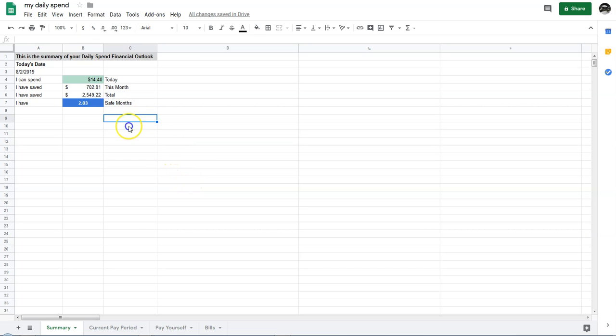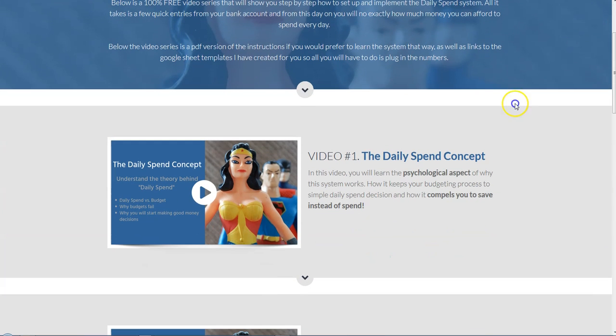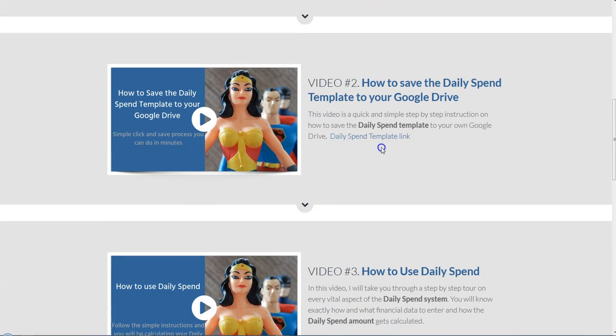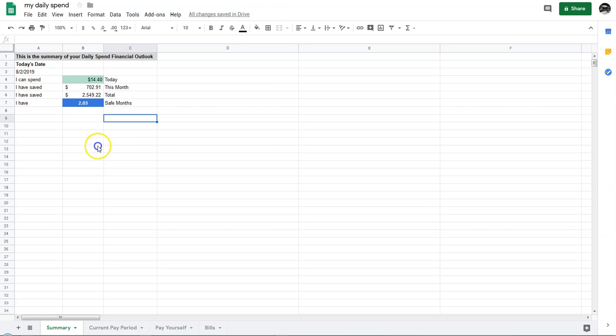The other reason would be that you actually did subscribe, but you did not click on the link in the thank you page or the email, which got you to the system page. That would have taken you through, of course, the concept of the daily spend. Also would have taken you to the template link, which we were just showing you, and how to save it on your own Google Drive. And then, of course, we'll bring you to the video that we're on now, which is how to use the daily spend. So you're going to need to go back through that process. And if you don't have the email, just go ahead and subscribe again, and you'll get the email.